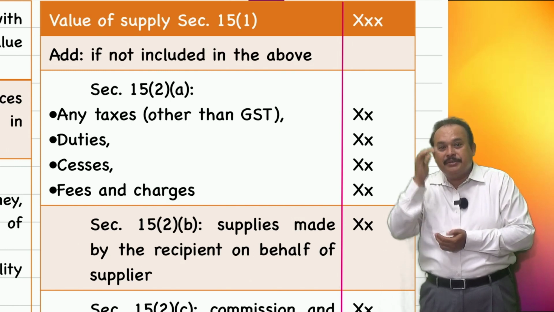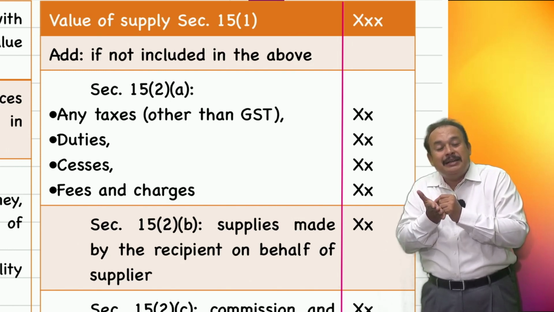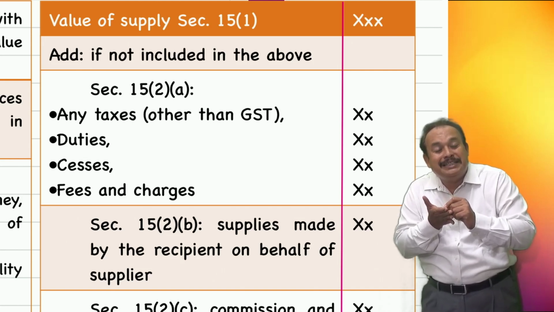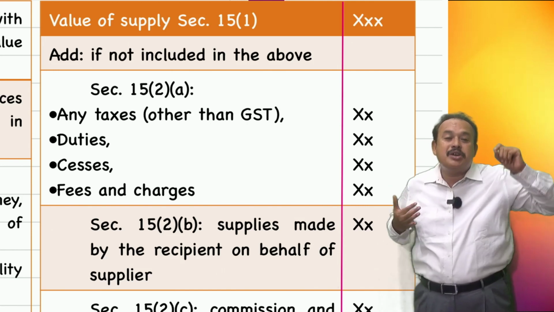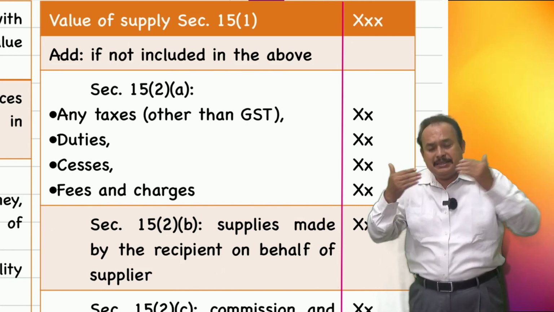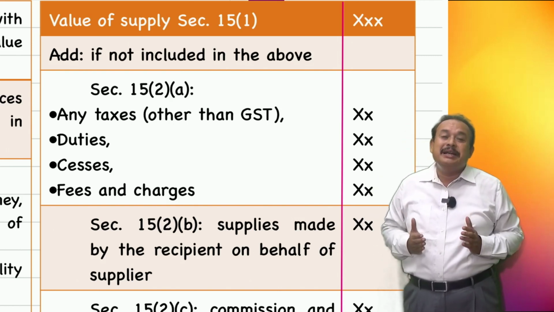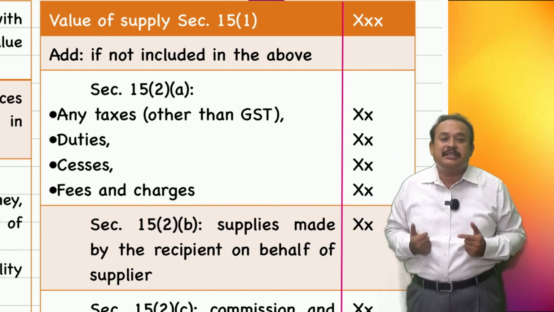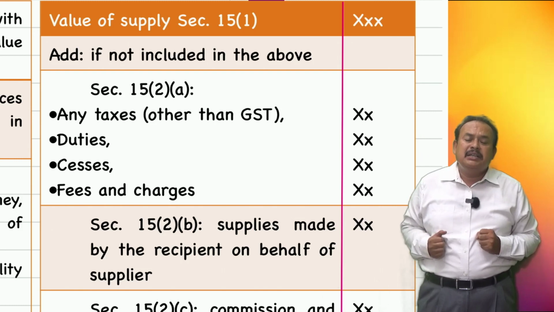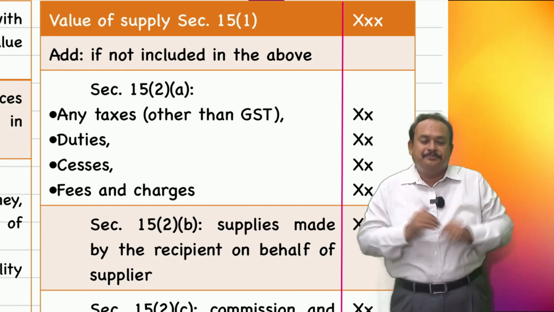CBIC got confused. CBIC wrote a letter, a mail, to the CBDT, Central Board of Direct Taxes. I mean to say, the CBIC sent a mail to CBDT for the want of clarification. Hey, Central Board of Direct Taxes, please let us know whether TCS is a tax or not.